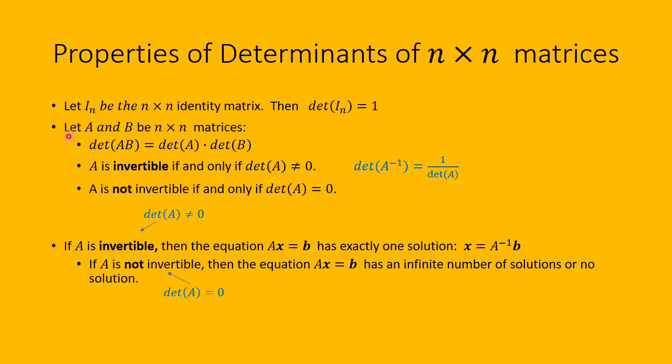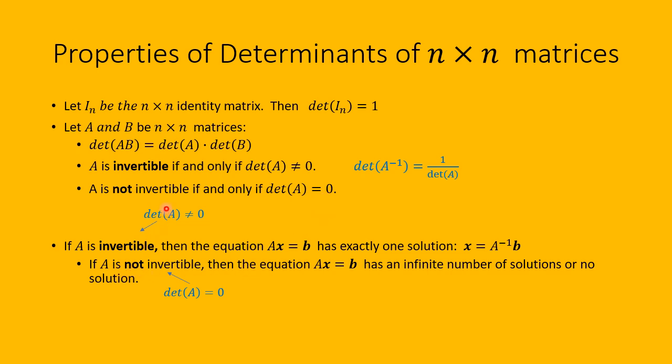Another interesting fact, let's let A and B both be n by n matrices. Then the determinant of A times B is equal to the determinant of A times the determinant of B. Another property that we need to know is that an n by n matrix A is invertible if and only if its determinant is non-zero. A is, on the other hand, not invertible if and only if its determinant is zero.